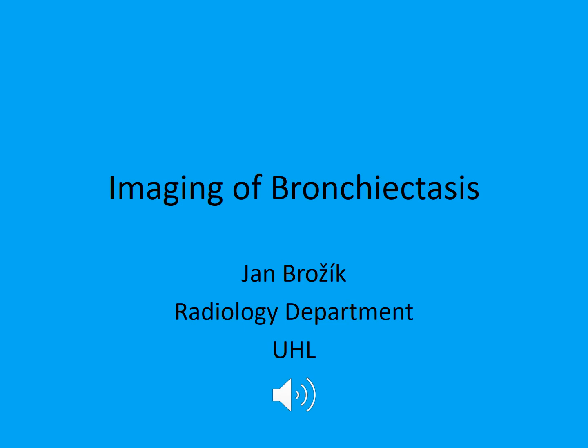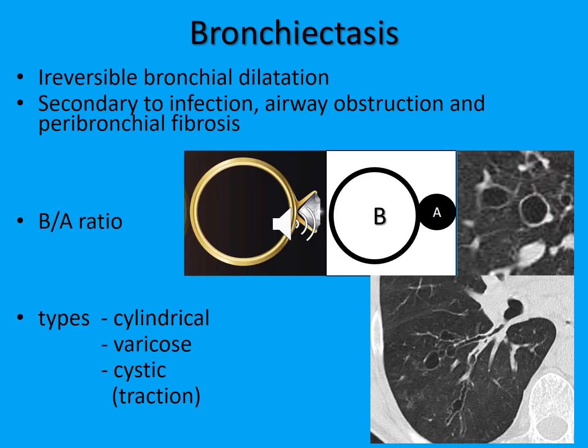Hello, my today's presentation is on imaging of bronchiectasis. Bronchiectasis is defined as irreversible dilatation of a portion of the bronchial tree. The three most important mechanisms that contribute to the pathogenesis of bronchiectasis are infection, airway obstruction, and peribronchial fibrosis.